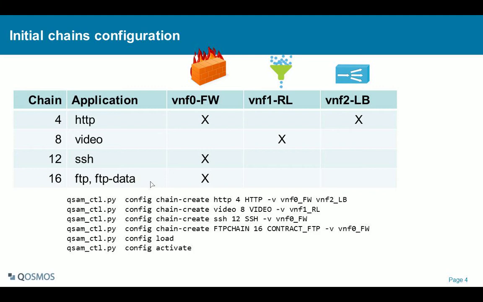So today I will show you the command line interface. So you define the chains with the following command. So you define the HTTP chain with 2 VNFs, firewall and load balancer, video, rate limiter, etc. Then you load the configuration, because it can take some time to load the application, and then you activate the configuration, and the packet behavior is changed at this time.